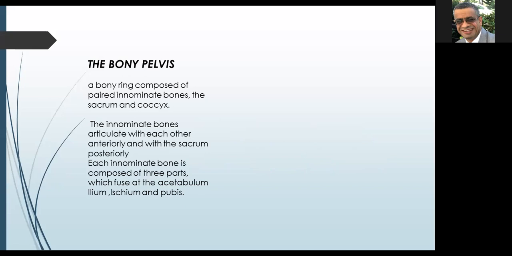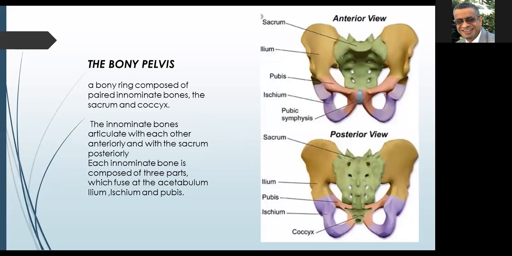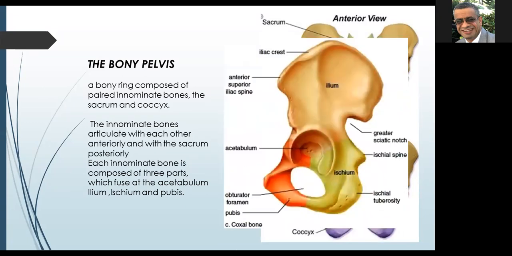The innominate bones articulate with each other anteriorly and with the sacrum posteriorly. Each innominate bone is composed of three parts, which are fused at the acetabulum, which are the ilium, ischium, and pubis. This is the anterior and posterior view of the bones that consist the bony pelvis. And this is the innominate bone, which consists of the ilium, ischium, and pubic bone.